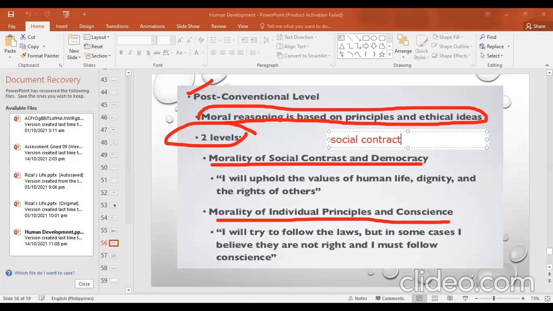Okay? Kumbaga, yung social contract nga na tinatawag or yung kontrata natin in our work ay hindi naman din talaga totally nasusunod. Okay? Next, last one, we have morality of individual principles and conscience. So, ito yung tinatawag natin na universal ethical principles.